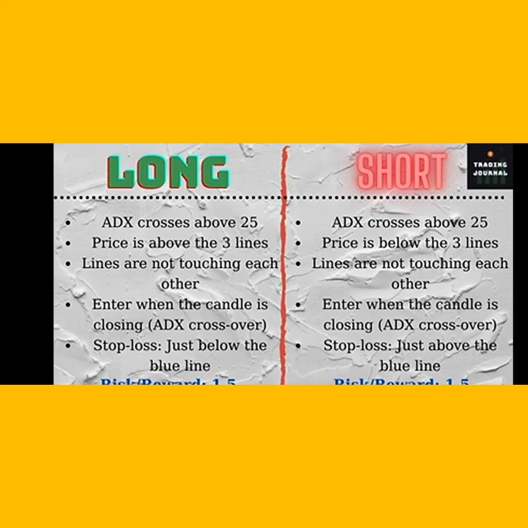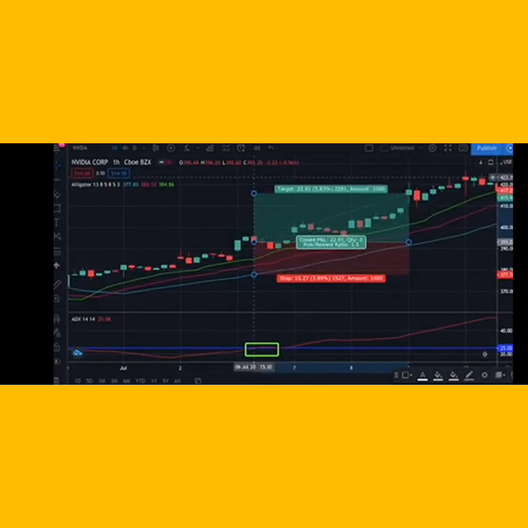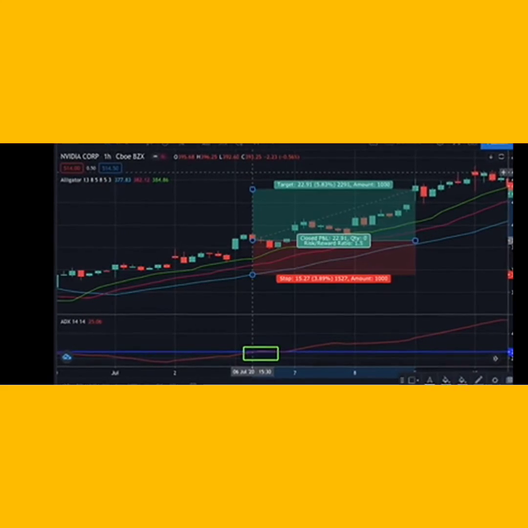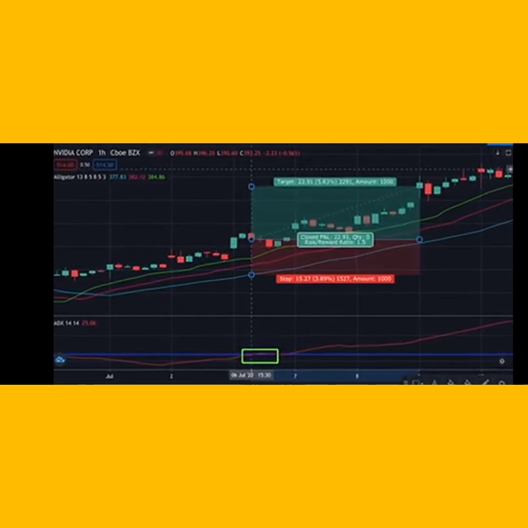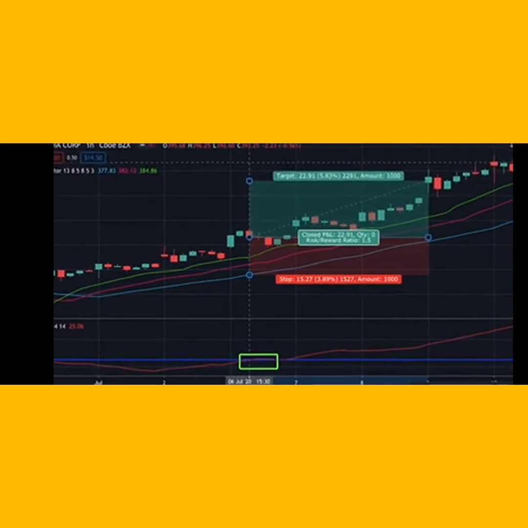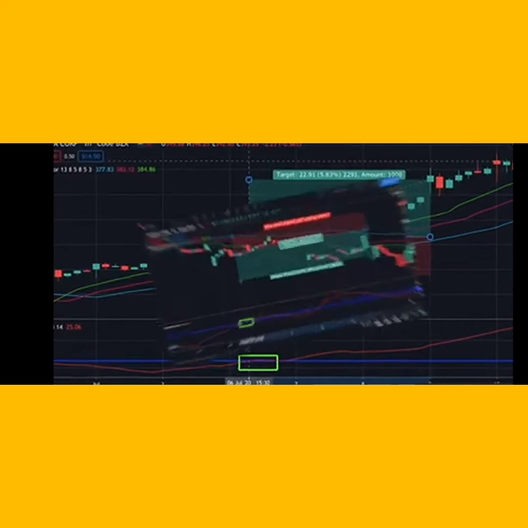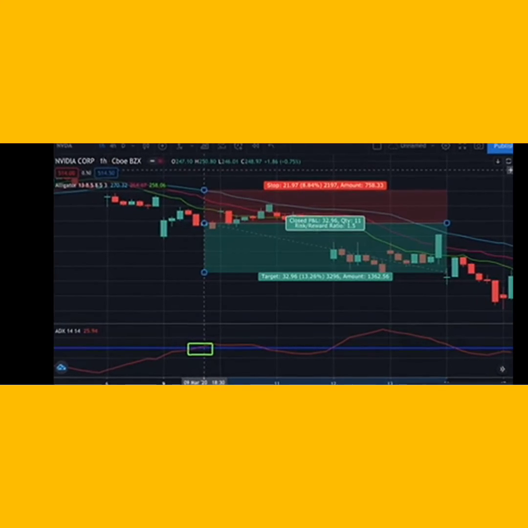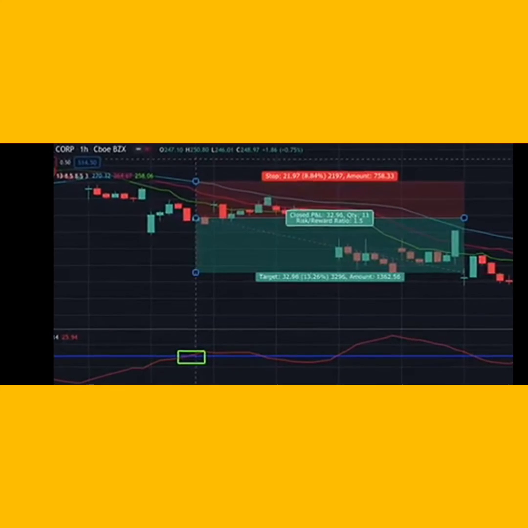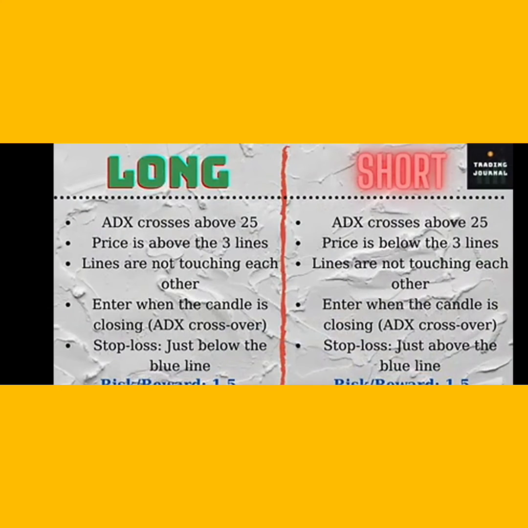So if the market satisfies these 3 rules, we will open a position at the closing of the candle where the ADX value crosses over the 25 level. We will use the jaw, which is the blue line, as our stop loss. In long positions, our stop loss will be just below the blue line. In forex markets, 2 to 3 pips are enough. And in the short setups, our stop loss will be slightly above the blue line. Our risk-reward ratio will be 1.5. So if we risk 1R, we will try to make 1.5.